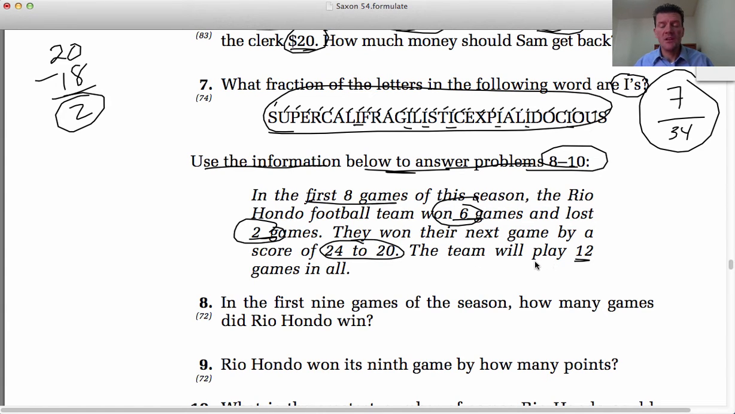Now, there's a lot of numbers there. A lot of numbers. So what they're testing you here is to see if you can analyze the information and pick out what is important and use whatever you need in order to answer a specific question.